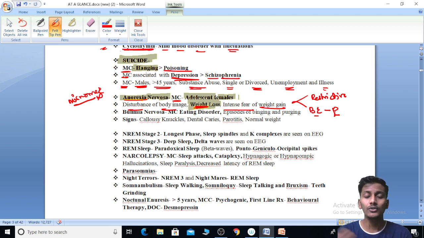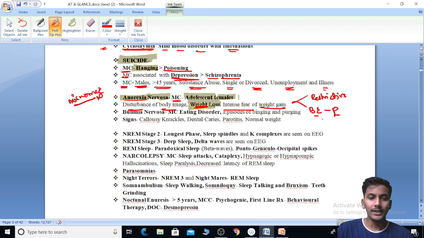Purging is self-induced vomiting or laxation, okay? So the person would induce vomiting or she'll go to washrooms, or she'll take some medications for emptying her colon, okay? So please remember, this is usually the binge eating purging type of females, which are also seen in cases of anorexia nervosa. So 50% would be restrictive type, 50% would be binge eating purging type. Okay, important one. There would be episodes of binge eating followed by episodes of purging, right?